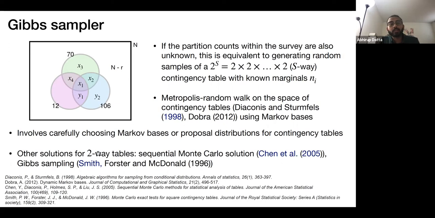And so there have been other solutions using Gibbs sampling, especially this Smith et al. paper. This solution is only for 2-way contingency tables, and we are working with a multi-source or an S-way contingency table. So we'll propose a Gibbs sampler. We'll first propose a Gibbs sampler for sampling realizations of S-way contingency tables with known marginals, and then modify that sampler for our multiplier method setting.